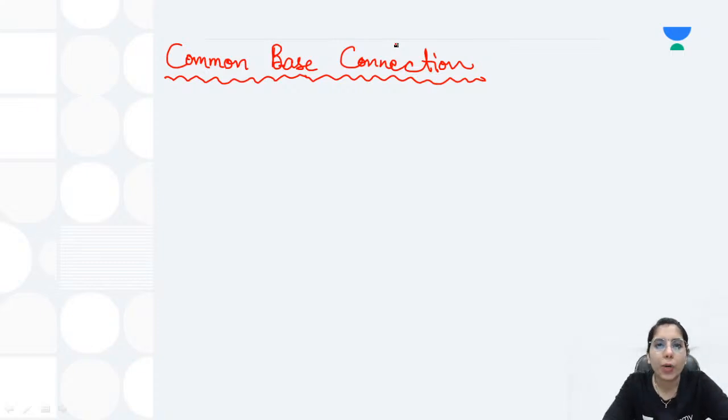Common base means what? What is the meaning of this thing? Can you please tell me if you know about that? If you don't know, I'll be explaining it. Don't worry then. But I want to know, do you have some idea about the common base connection? If yes, just mention it. I'll be considering the point you mention there as well.